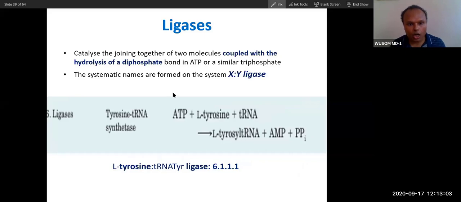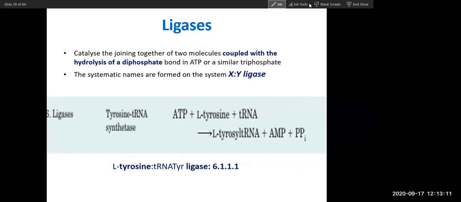Now ligases, let's talk about ligases. Ligases join bonds, they join two molecules. Can you repeat the last one, the previous one, please?